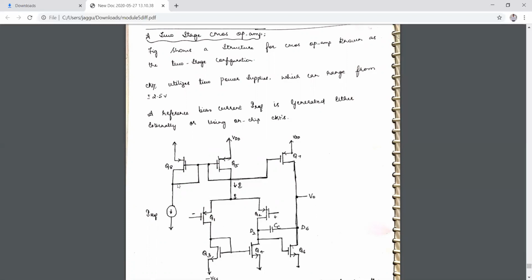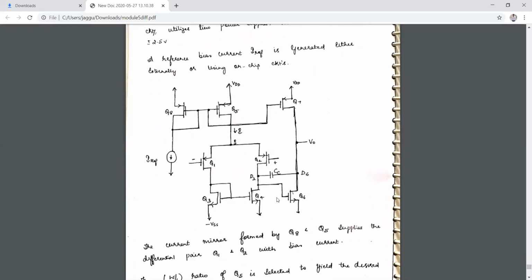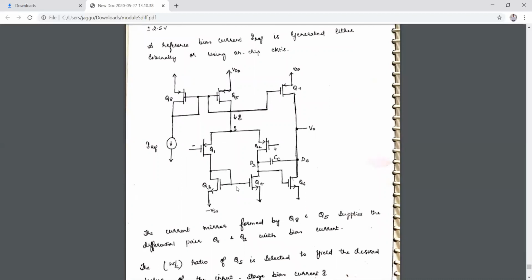So a reference current is generated and it is copied. This is a current mirror pair, and you have another current mirror pair, using an on-chip circuit. Therefore, you need to have the op-amp using the differential pair, with an ideal current source for the differential pair transistors made using the current mirrors. The current mirror Q8 and Q5 forms one current mirror, which supplies the current for the differential pair Q1 and Q2. These two are the differential pair, and you have another transistor.